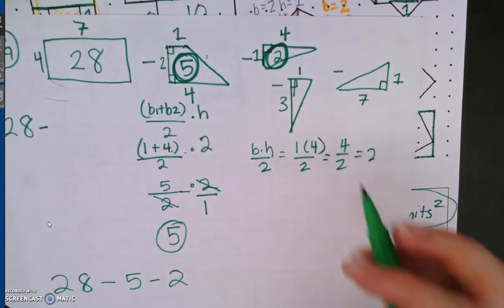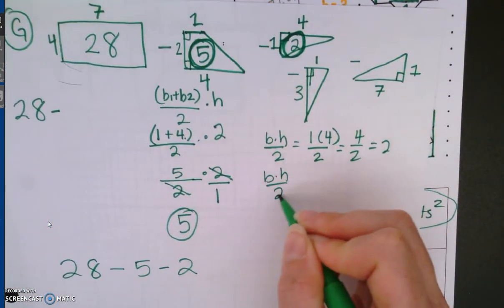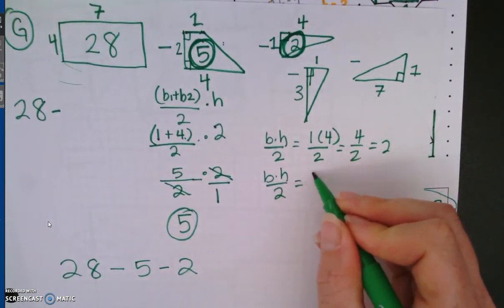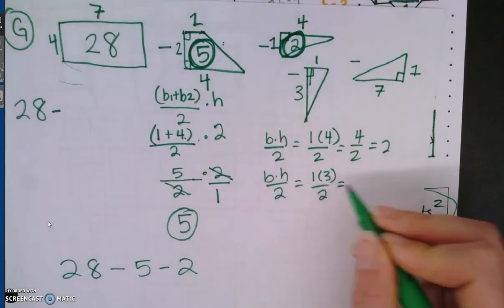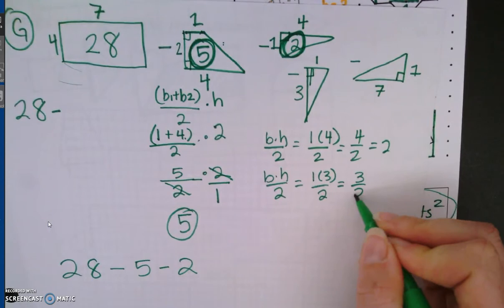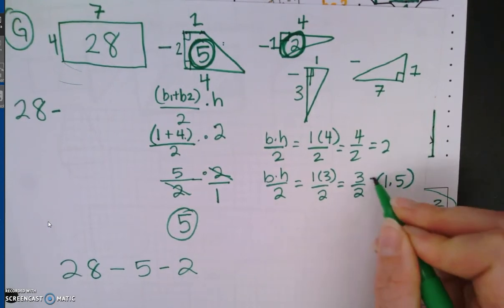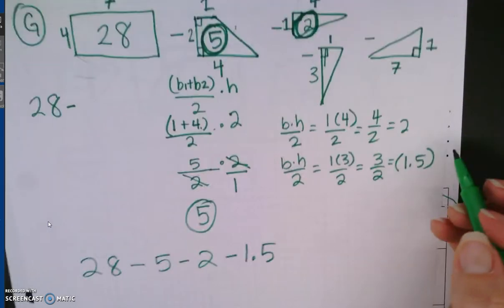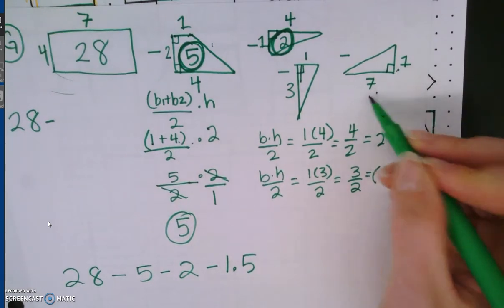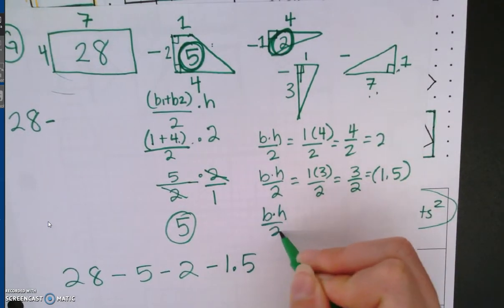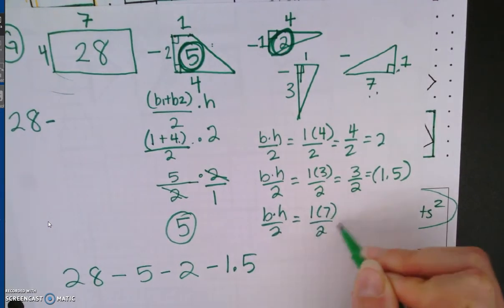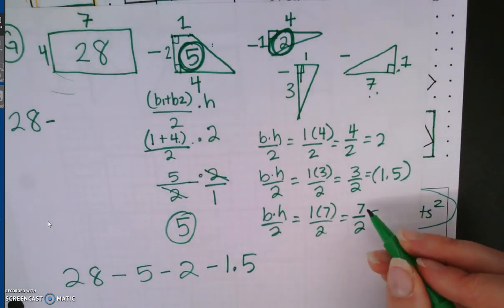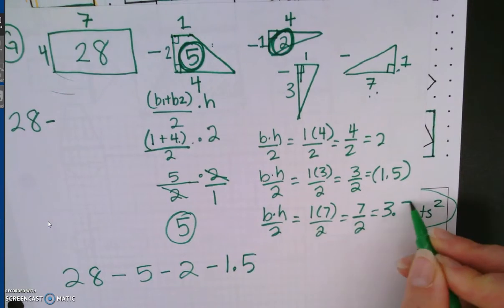Let's look at our next triangle. Base times height divided by 2, area of a triangle. We always want to go for our formula first. And here we have 1 times 3 divided by 2. So we end up with 3 halves, or if you like to think about it as decimals, 1.5. Minus 1.5. Now, our next triangle is a 1 by 7. Base times height divided by 2. 1 times 7 divided by 2. 7 halves, which if you like to think about that as a decimal, half of 8 is 4, so this is 3.5.